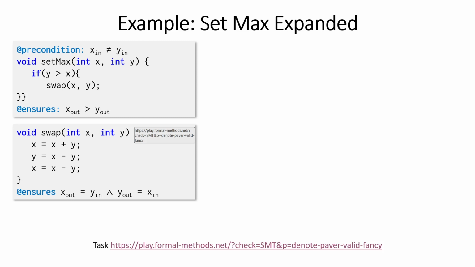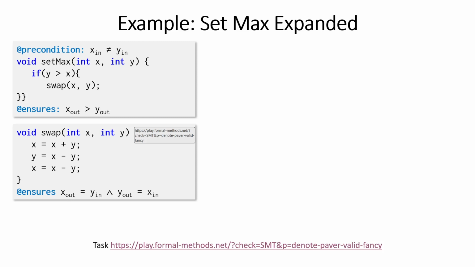So the meaning of the precondition and postcondition is: if the precondition is satisfied, then the program will guarantee the postcondition. And otherwise, we don't care. So this, if something is true, then something else must be true, is simply an implication, right? So we could also move the precondition to the postcondition as an implication. We could say x_in doesn't equal y_in implies x_out greater than y_out. So this would be the same meaning, right?